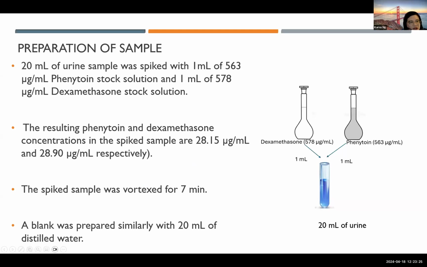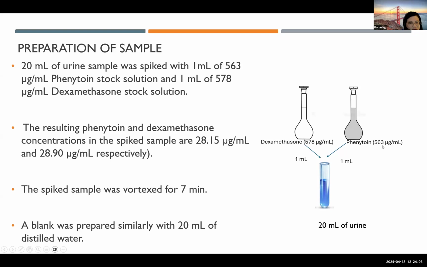For the preparation of the sample, we spike 20 ml of urine sample, because we are not at the medical school, so we cannot directly give the medication to the patient. So the way we do it, we mimic it. We got 20 ml of urine and we spike it. That means we're adding both drugs into the urine sample, and then we extract it back out. As you can see here, we spike it with 2 stock solutions.